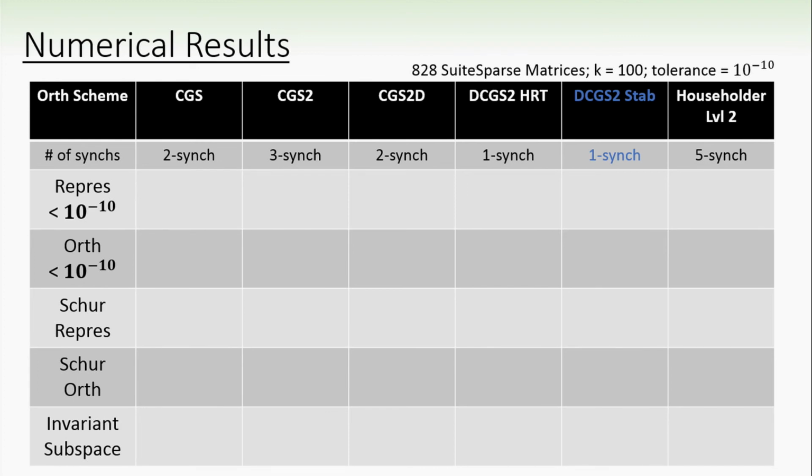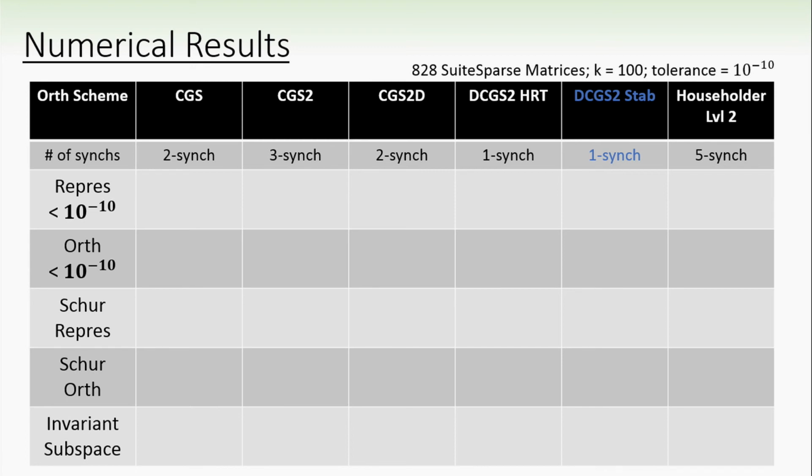Okay, and now what I'm first going to present on is the 828 matrix market. To give you a little premise, we have CGS, CGS2, CGS2 with the delayed norm, and then the two DCGS2 algorithms. HRT stands for Hernandez, Roman, and Thomas, and then STAB is the stabilized version that we've worked on, and then the Householder level 2 is the 5-sync that Homer Walker presented in his '89 paper about using Householder in a GMRES framework.